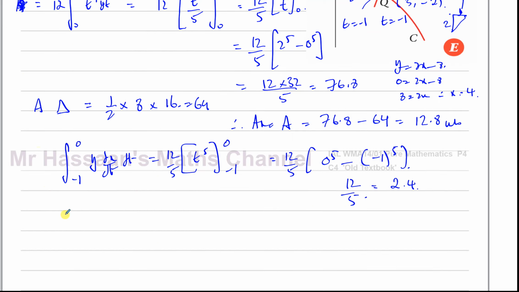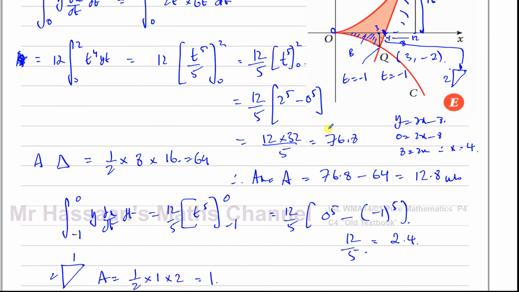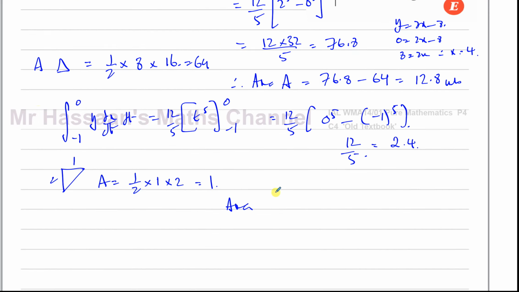So I've got the area of this little triangle. This triangle here has 2 and 1. So the area of this triangle is going to be a half times the base times the height, which is 1. So I have to add this. The area of this whole section here is going to be the area of the curved part plus the area of the triangle. So these two added together is going to be 2.4 plus 1, which is 3.4.